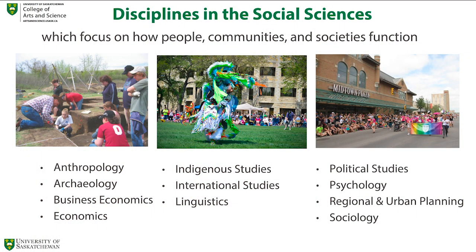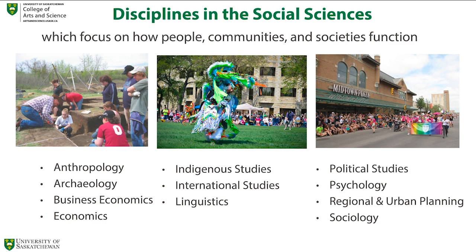We also have disciplines in the social sciences. I'm not going to read them all off to you here, but you'll look at the image and see that these disciplines focus on how people, communities, and societies function. They include everything from anthropology to international studies to sociology, but we have a number of different options available. Most students will take at least one social science class and at least one humanities class, whether that's for their college requirement or their breadth requirement, or as electives or as part of a certificate or a minor.